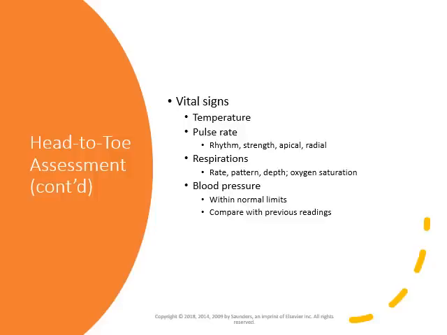So what are the vital signs you're going to assess? You'll assess the patient's temperature, the pulse rate, which includes assessing the pulse rhythm, strength, and the apical and radial rate. You'll assess the respirations. You'll assess the rate of the respirations, the pattern, the depth, and whether or not the patient's on oxygen. And then you record their oxygenation saturations. And their blood pressure. Assess whether or not the blood pressure is within normal limits and compare the blood pressure with previous readings.